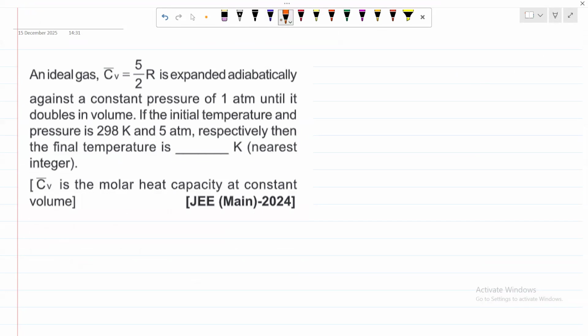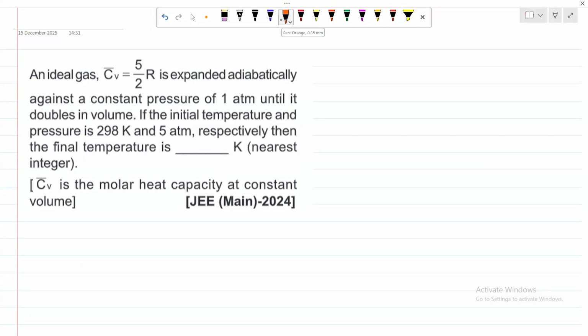Okay. Good evening, students. Today, let us solve this question. An ideal gas whose CV is 5/2 R is expanded adiabatically against a constant pressure of 1 atm until it doubles its volume. If the initial temperature and pressure are 298 Kelvin and 5 atmosphere respectively, the final temperature is what? In Kelvin. Okay, so CV is the molar heat capacity at constant volume, right?